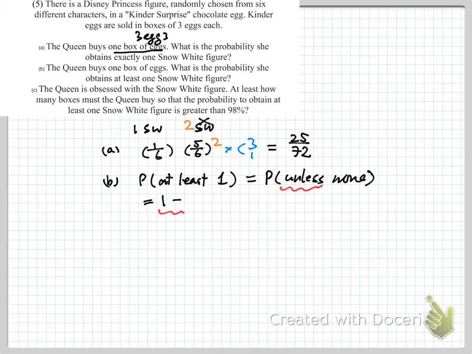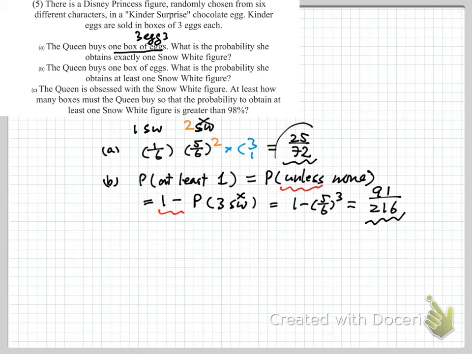So no Snow White means that all 3 of them are not Snow White. Alright, so for not Snow White, the probability will be 5/6. So the answer is just 1 minus 5/6 taking the cube. And the answer goes to 91/216. Alright? The first one, 25/72, is the probability of getting exactly 1 Snow White. The second is the probability of getting at least 1 Snow White in 1 box, and that is 3 eggs.